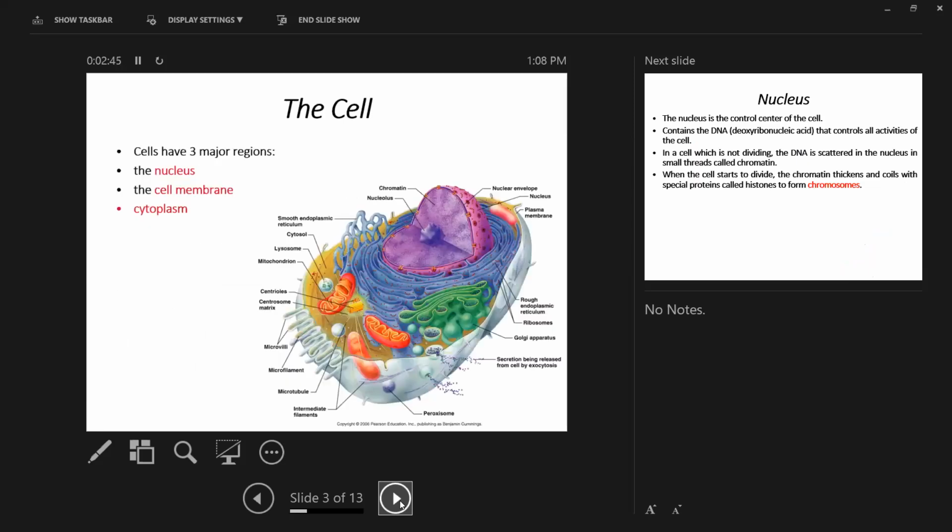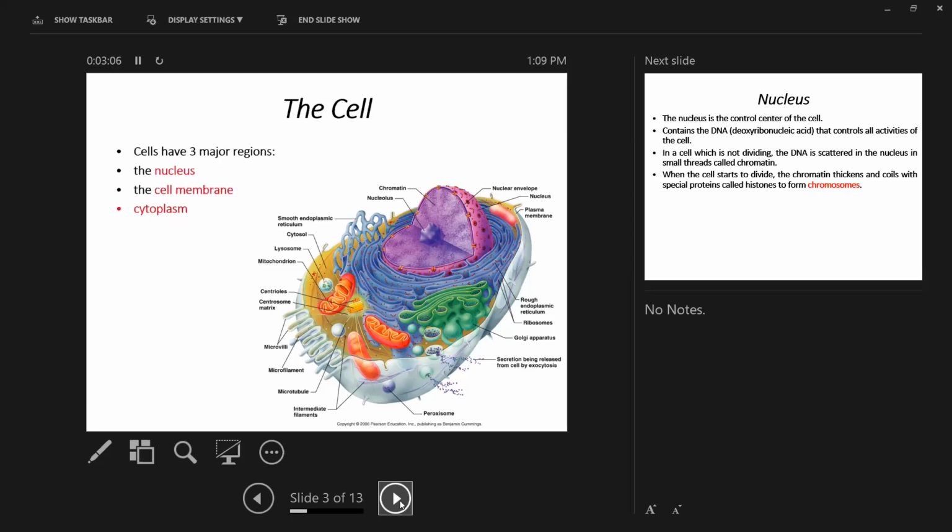This is a cell. This is a cell that sort of has everything attached to it. Not every cell looks like this, but they look pretty close to it. If you're a cell, you're going to have 3 parts. You're going to have a nucleus. You're going to have a cell membrane, and you're going to have the cytoplasm.